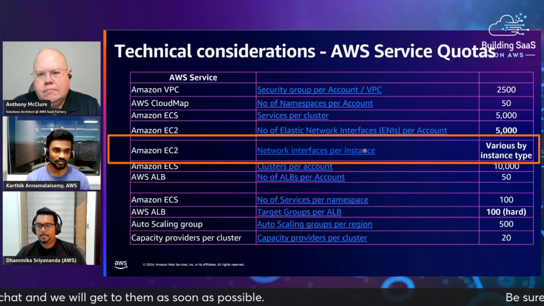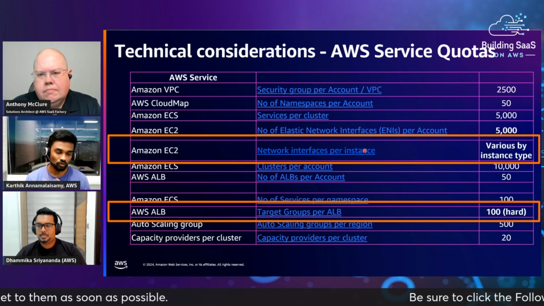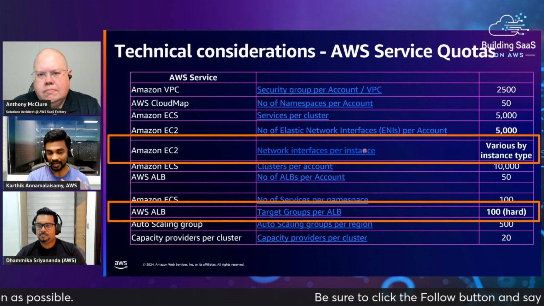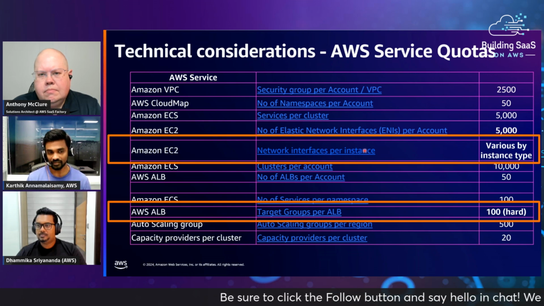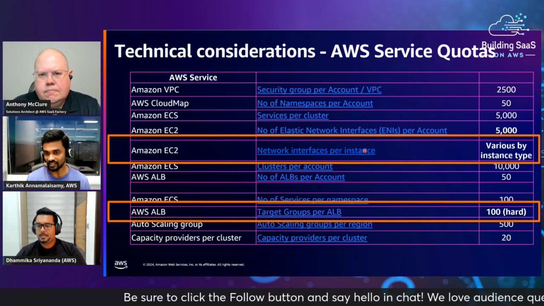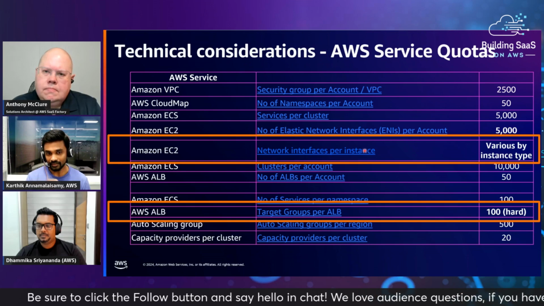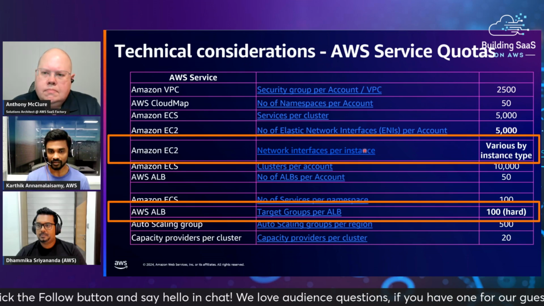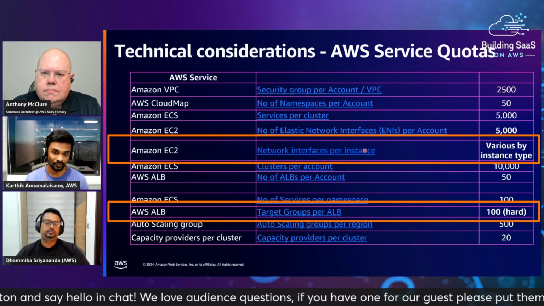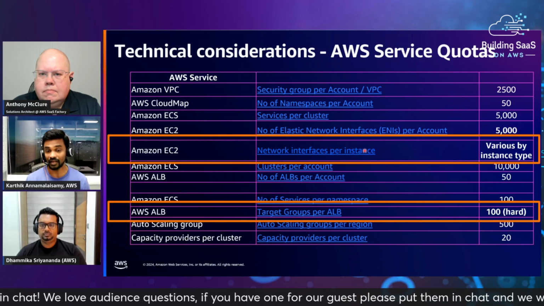The other thing I would say is the application load balancer. Currently ALB is by default the ingress controller for an ECS-based deployment, and the number of target groups which the AWS application load balancer supports is currently fixed at 100, and that is a hard limit, right?